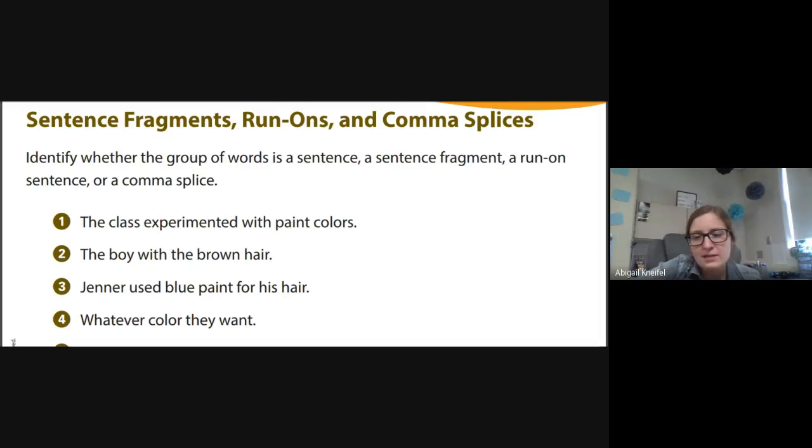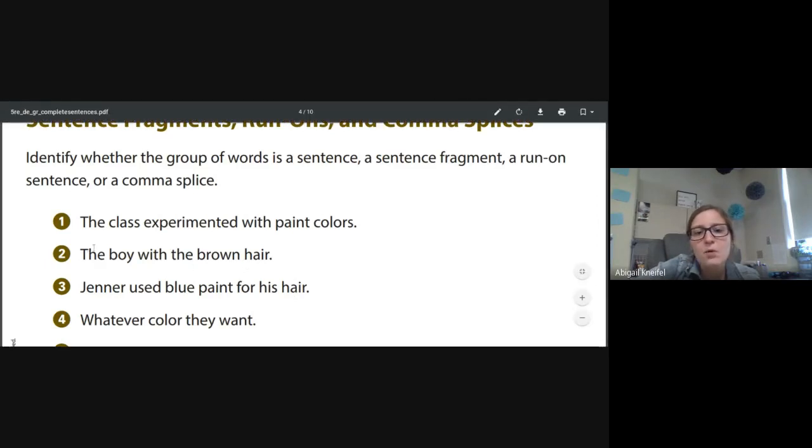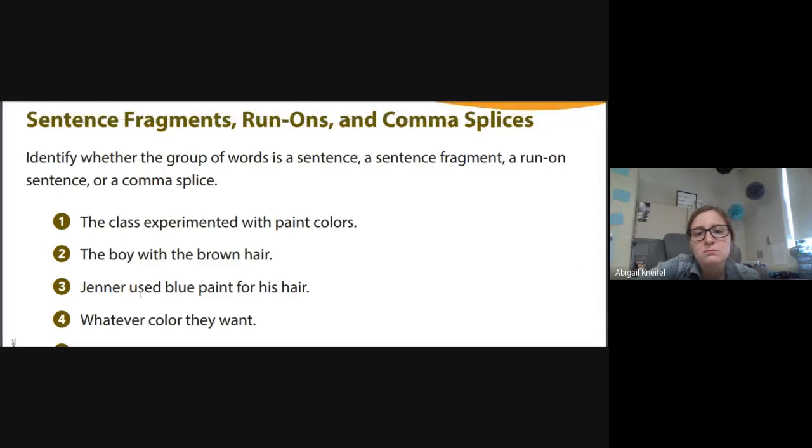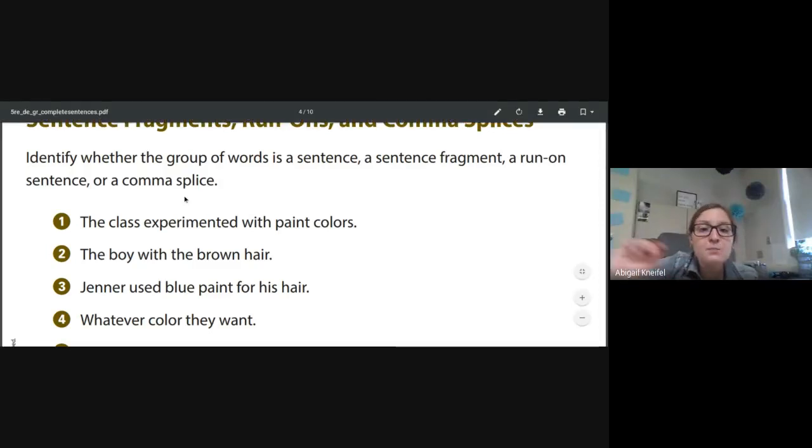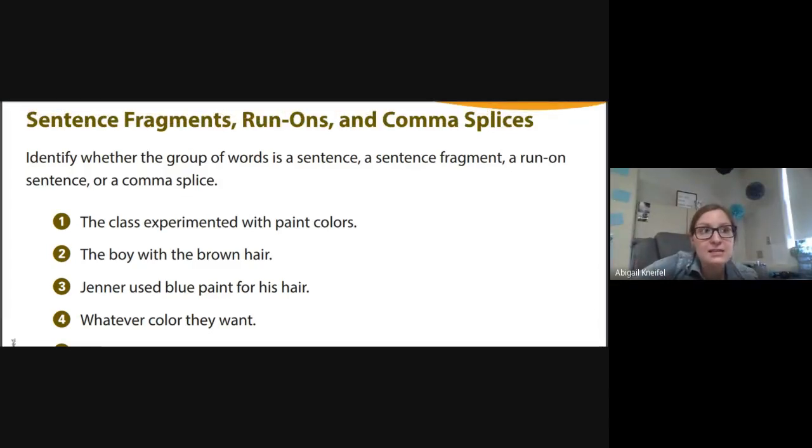So for number two, I'm not seeing a ton of correct answers. Double check it again. The boy with brown hair. The boy is our subject. I'm not seeing a predicate. Rochelle, Mark, Zachary, you guys are correct. Julian, you're correct now. It is a sentence fragment. If it said the boy has brown hair, that would be a complete sentence because has would be the predicate, but it says with. So the boy with brown hair, what about him? We don't know anything about him. There's no predicate. So number two is a sentence fragment. Good job, all of you that said that.